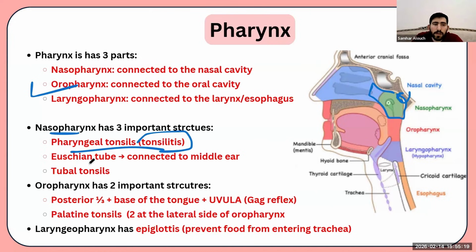Okay? Then we have something called the auditory tube. The auditory tube is a tube that's connected between the middle ear and the pharynx. And this is the auditory tube. Okay?